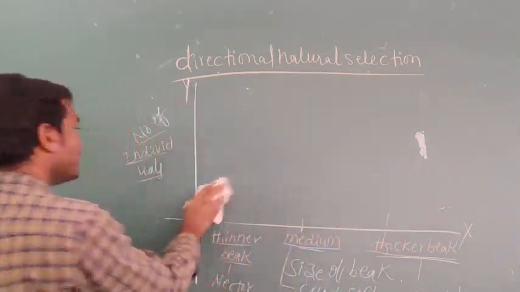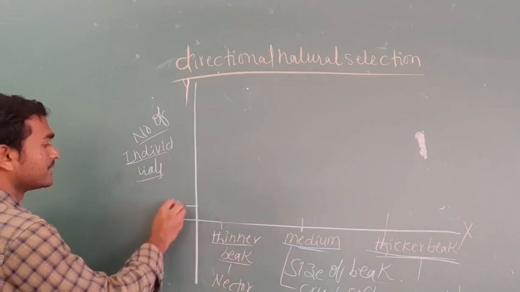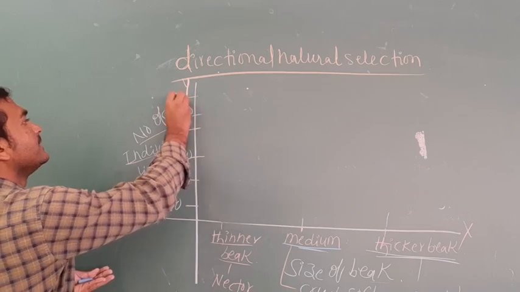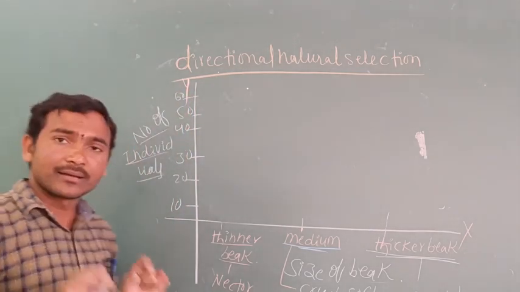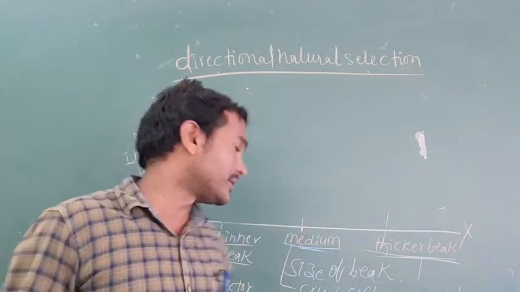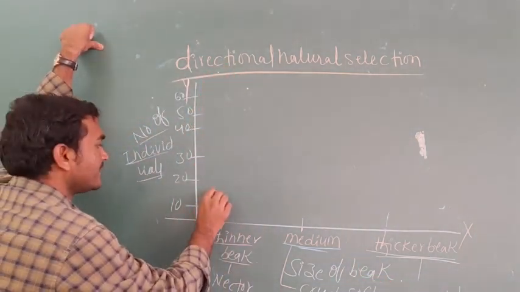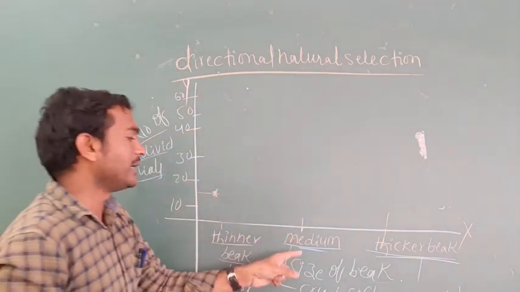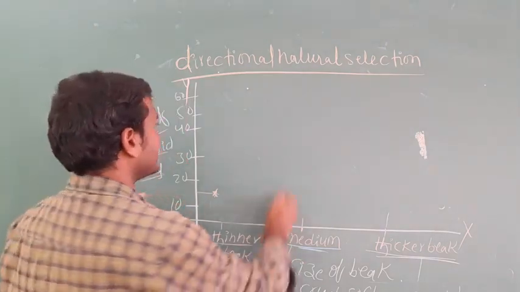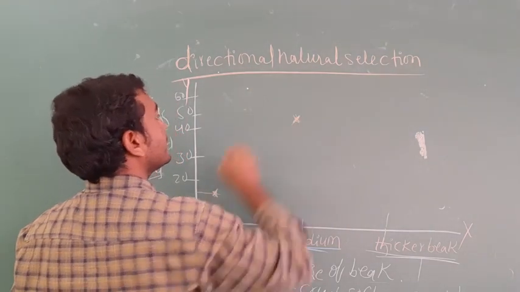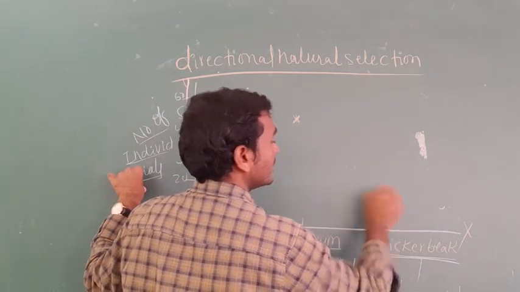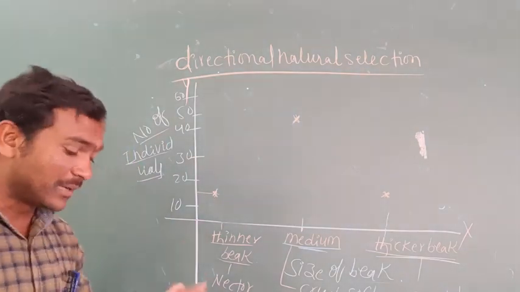After that, what do we have to do? Now we take the y-axis, the number of individuals: 10, 20, 30, 40, 50, 60. For example, in a normal environment, how many thicker beak birds are there? Maybe 12. The medium beak size finches, maybe 40. The thinner beak, again 12 or 20. This is in normal conditions.